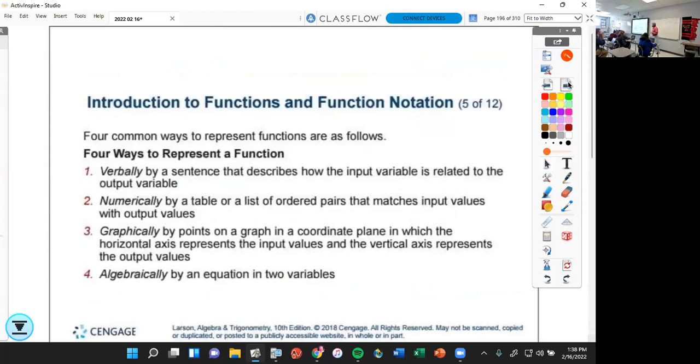There are 4 common ways to look at a function. We can talk about it in words: I can describe a function and you can say, okay, that's a function, I get it. We can do it with numbers, listing ordered pairs. We can do it as a graph: I can show you a graph and ask, is this a function? And you could say yes or no. Or we could write the equation. Is it a function, yes or no?